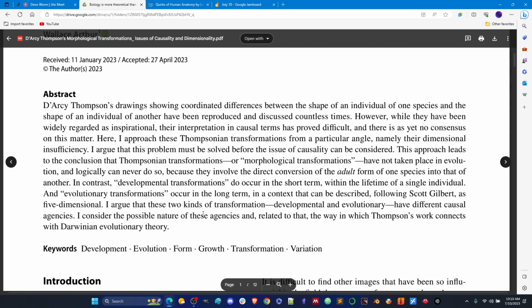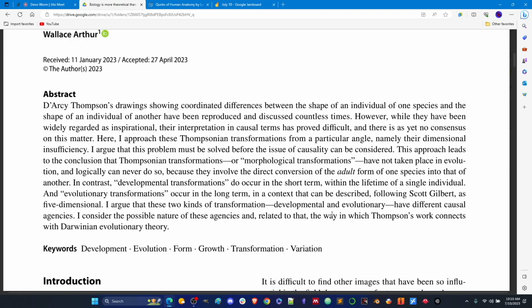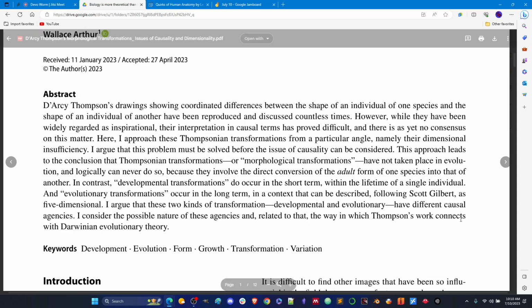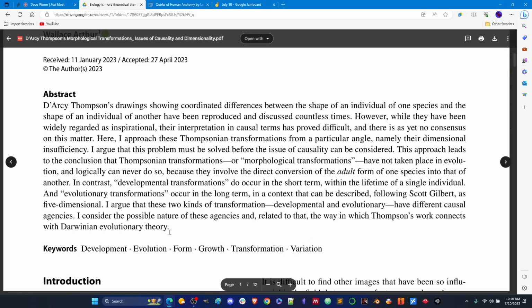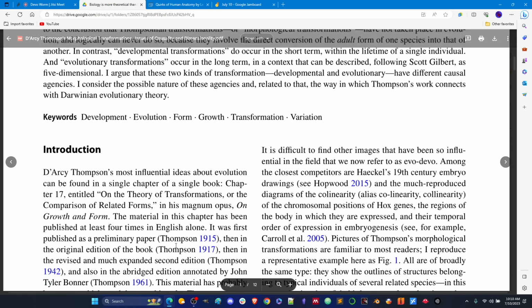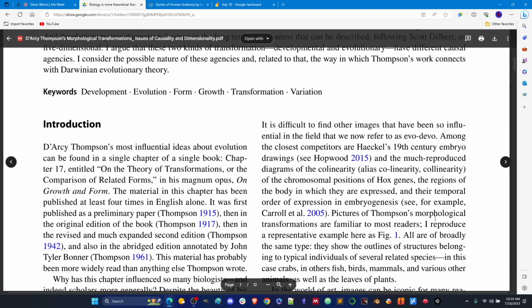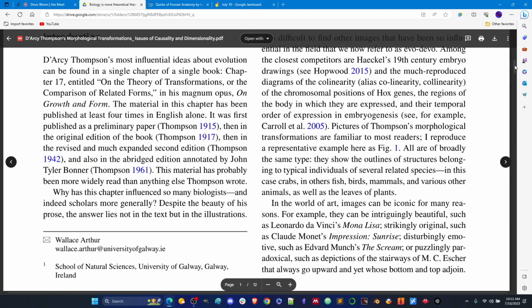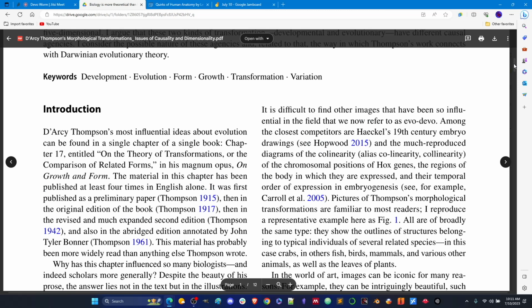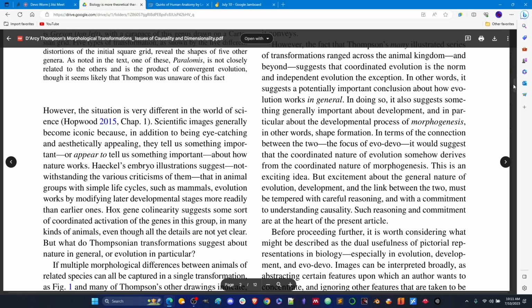I consider the possible nature of these agencies and, related to that, the way in which Thompson's work connects with Darwinian evolutionary theory. So he really kind of lays this out in terms of a lot of what Darcy Thompson did in terms of the developmental biology, and that involves the expression of Hox genes and other things.